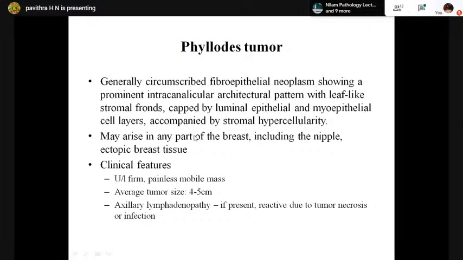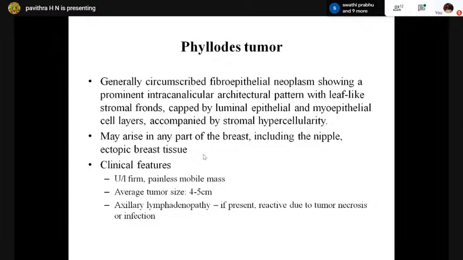And next, coming to the last entity, that is the Phyllodes tumor in the fibroepithelial tumors. This is generally a circumscribed fibroepithelial neoplasm. Mostly the Phyllodes tumor shows intracanalicular architecture with leaf-like stromal fronts. They are capped by luminal and myoepithelial cell layers, and they are accompanied by stromal hypercellularity. They can arise in any part of the breast, including the ectopic breast tissue.